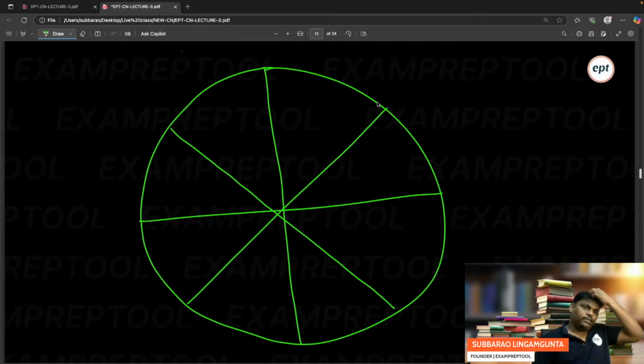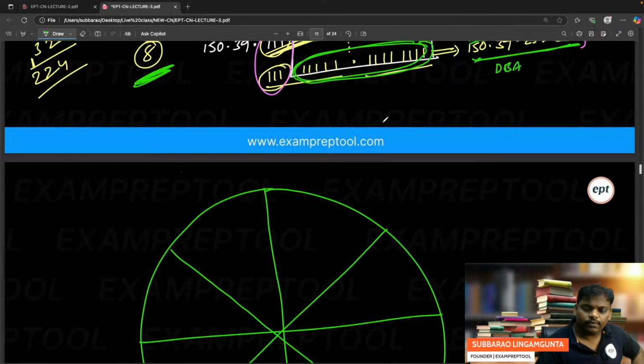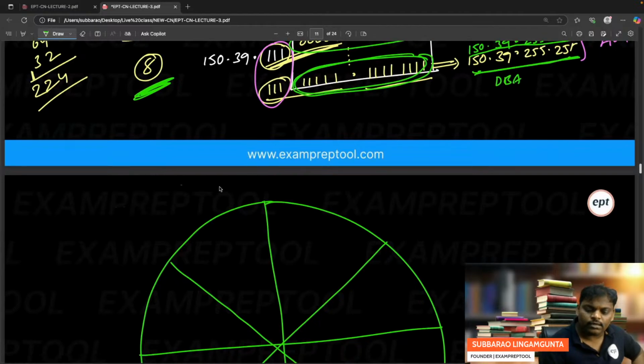It's the 8 parts. So let's see. Let's concentrate on the subnet part. Total 16 bits. Let me write here. 150.39. Everyone listen. Network part as it is. Can you see this one? Host part, keep all zeros.